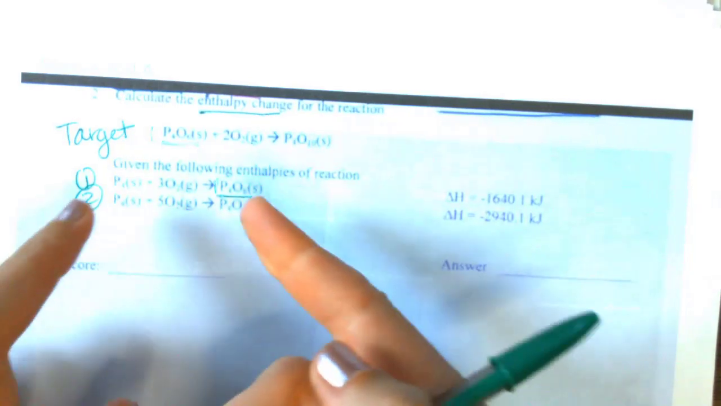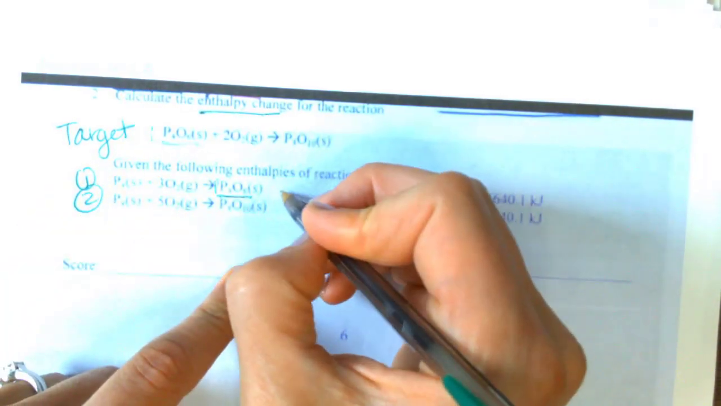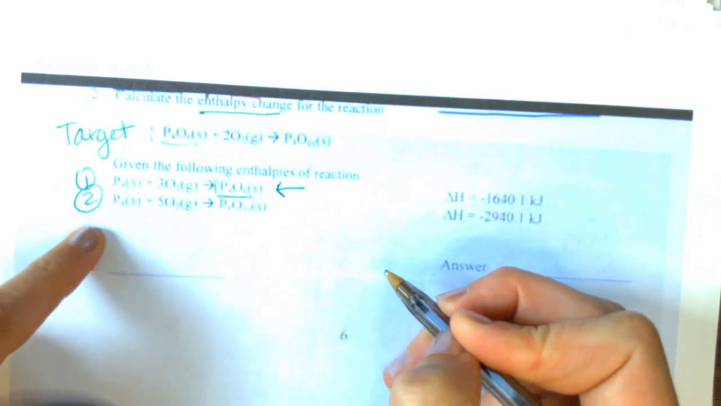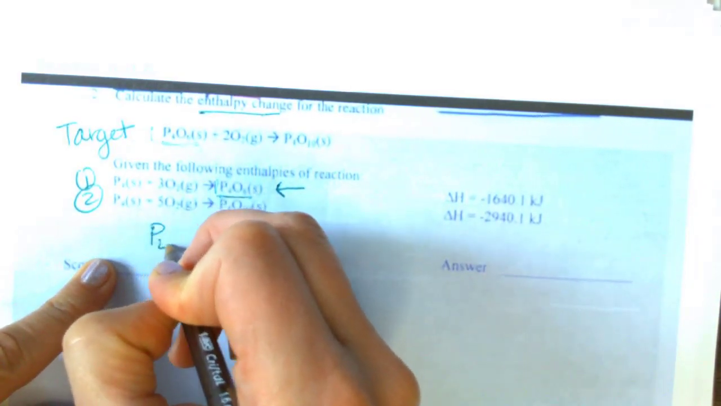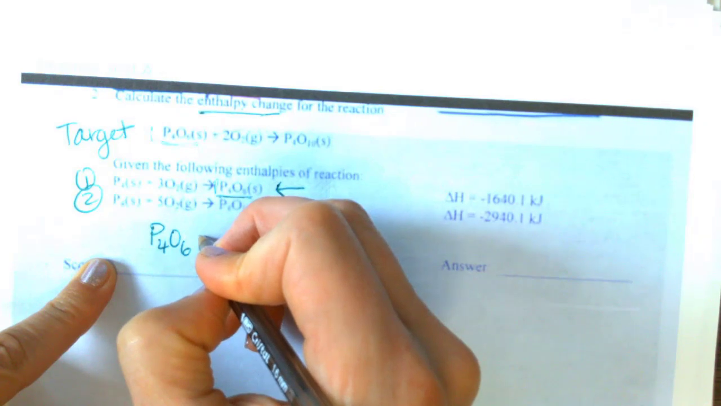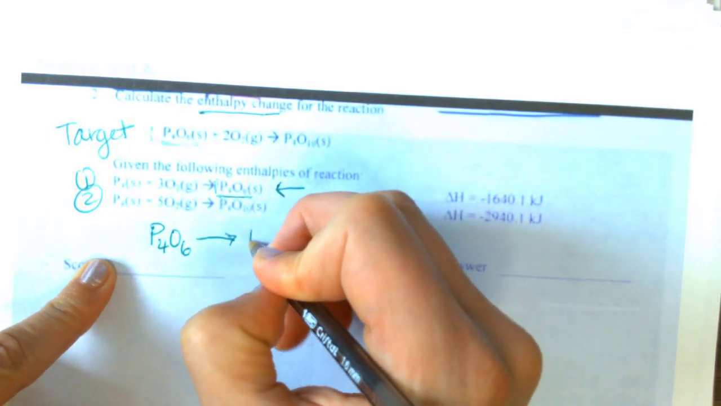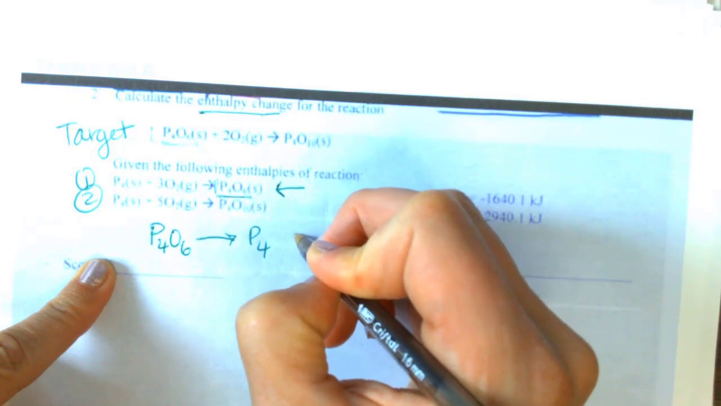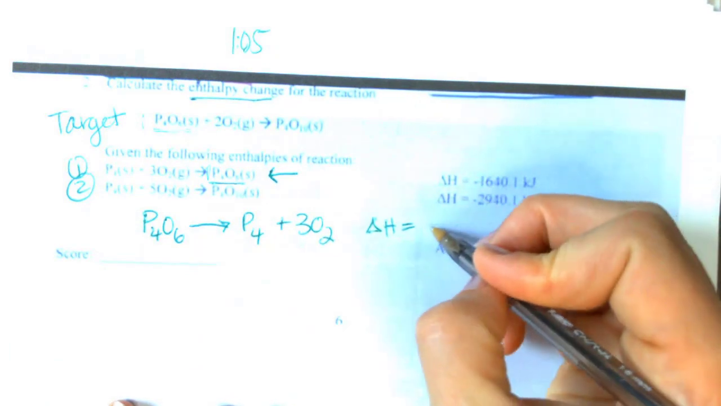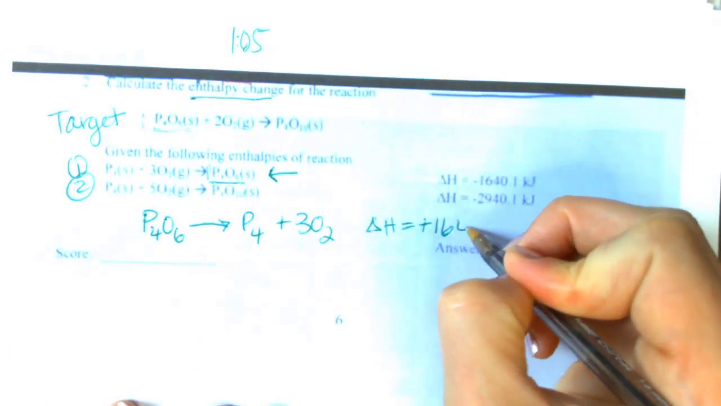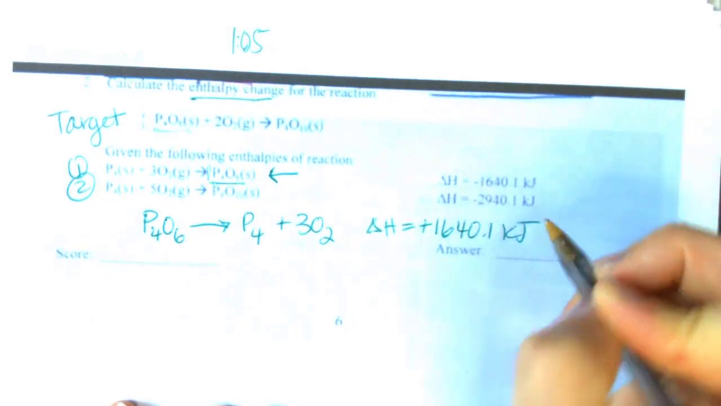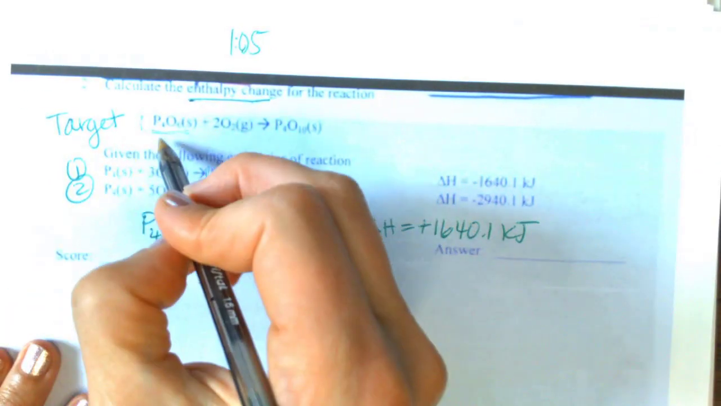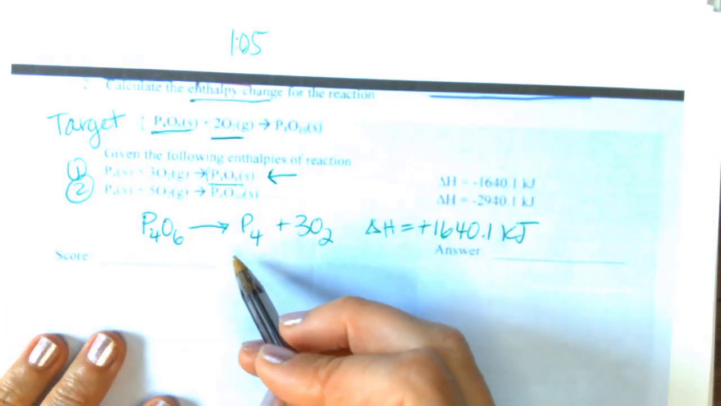So all I need to do is take my first reaction and flip it. So let's rewrite that. I will then have P4O6 and then have P4 on the right, plus 3 O2s. Then all I needed to do for my delta H here is flip the sign. So it becomes a positive 1640.1 kilojoules. So then I got that covered. Now let's look and find 2 O2s. Well, I got several O2s, so I'm just going to move on to the next one.